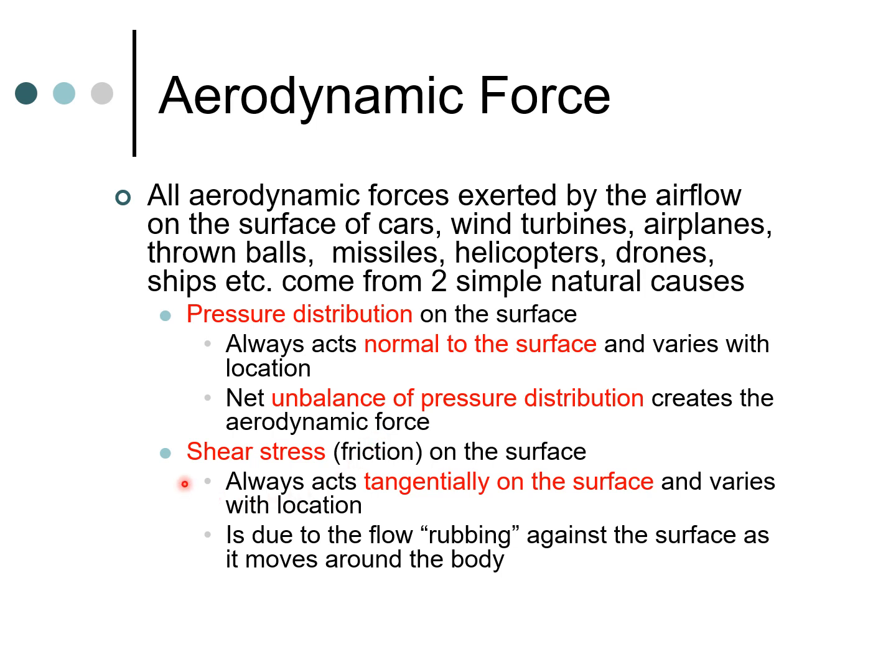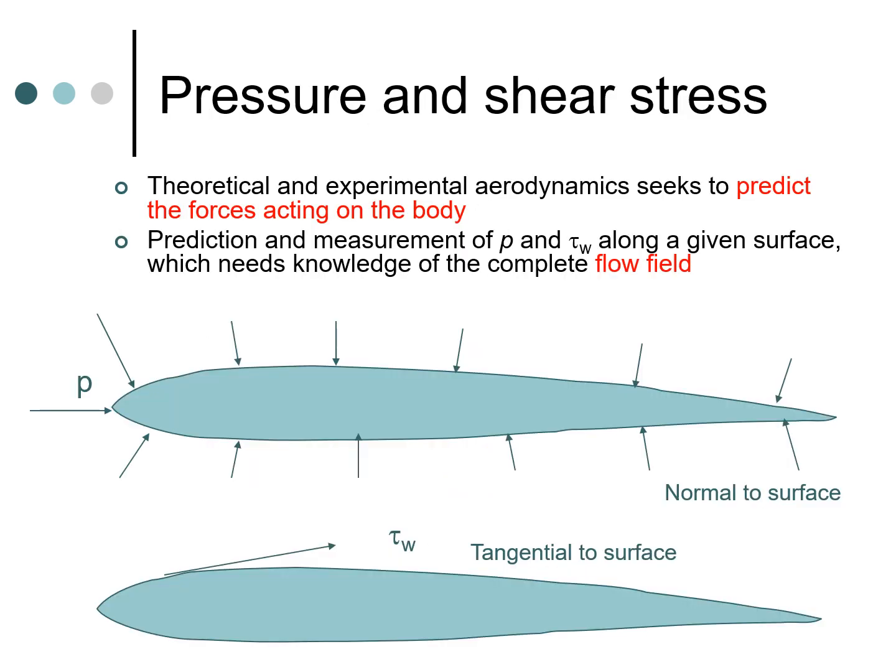Now if we look at the shear stress phenomenon, which is because of friction on the surface, this always acts tangentially on the surface and it varies with location. This is due to the flow having a rubbing type of phenomenon on the surface as it moves around the body. So now I'll show this pictorially. If you again look at an airfoil, you can see here that the pressure acts normal to the surface. All these arrows show the pressure acting at different points, and these are all normal to the surface. So that's the pressure force.